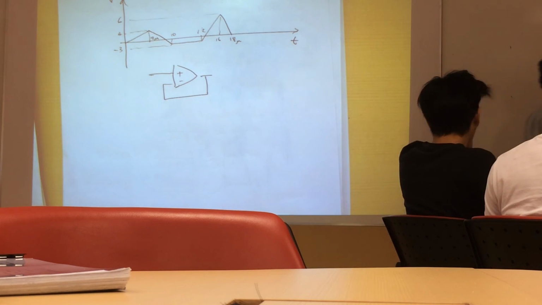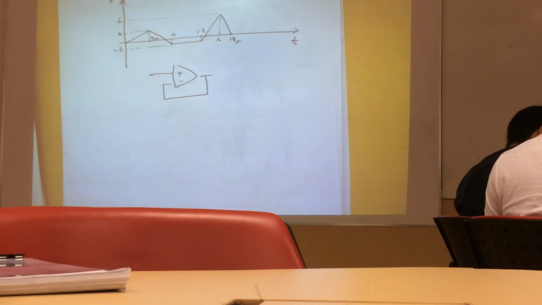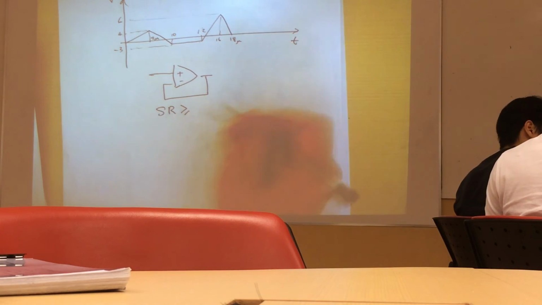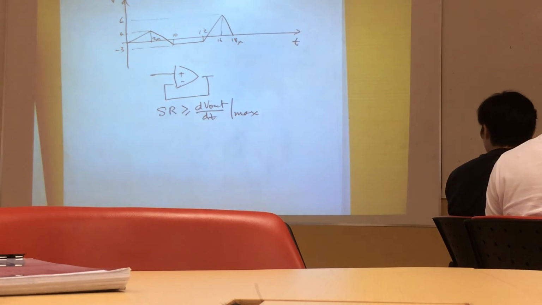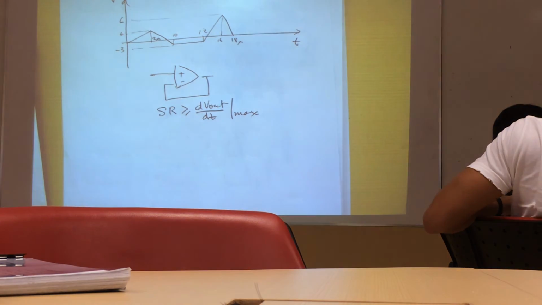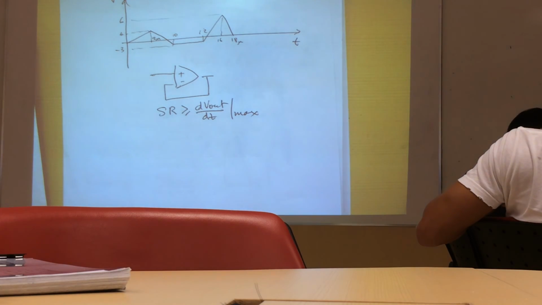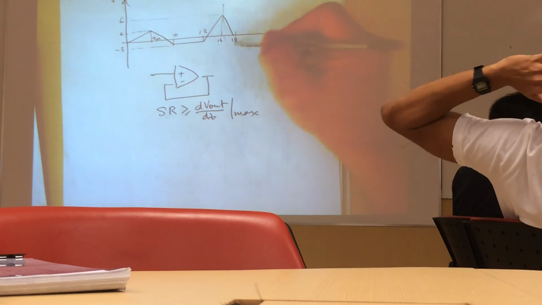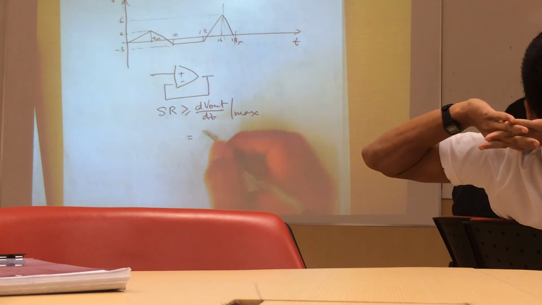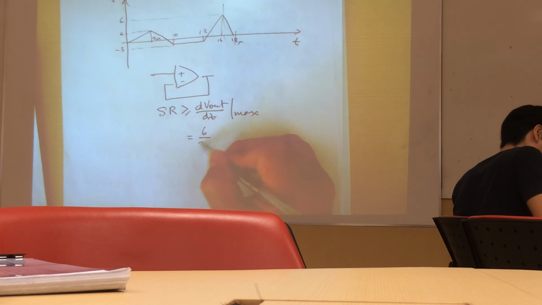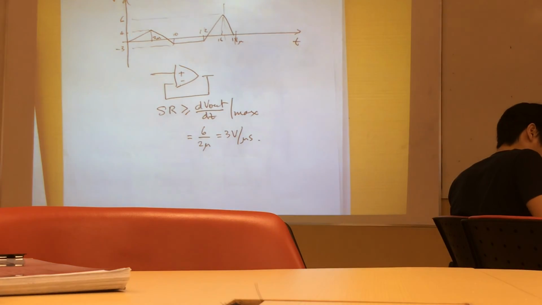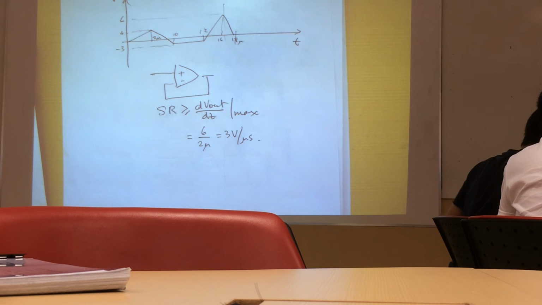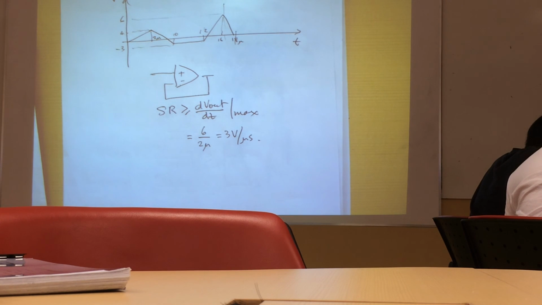So therefore, in order to find out this slew rate of this op-amp, we need to know that the slew rate must be greater or equal to the maximum rate of change at the output. So what is the maximum rate of change at the output of this signal? It would occur at this portion, correct? And therefore, this will be equal to 6 divided by 2 microseconds, and this is 3 volt per microsecond. So the minimum slew rate that is required is 3 volt per microsecond. Alright, because it occurs at the last portion of this waveform. That is the steepest part, correct?